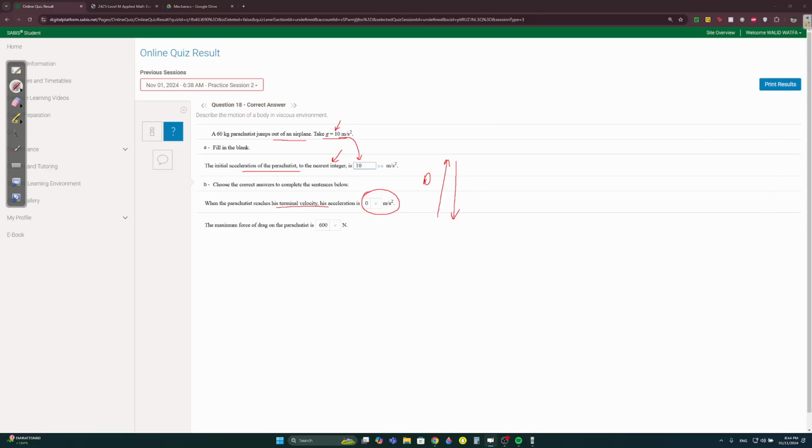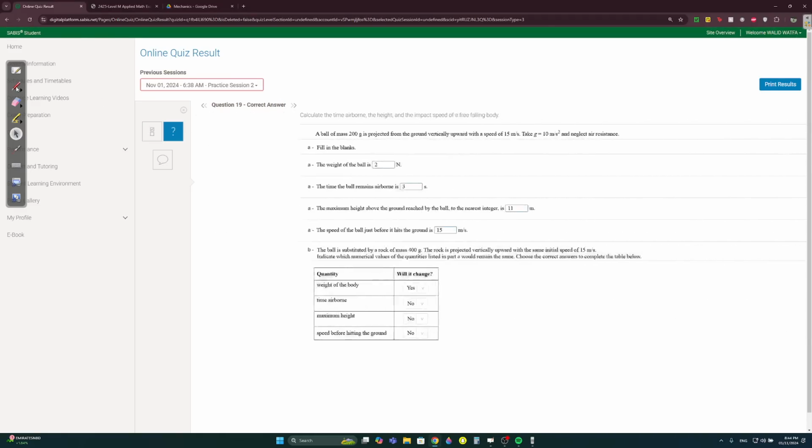Okay, so this is drag, this is weight. Obviously the maximum force of drag is equal to the weight. The weight is equal to mg. This is chapter 3, not chapter 2. So you're going to get 60 times 10, which is 600. This is an easy question. I'm not complaining if they bring this.